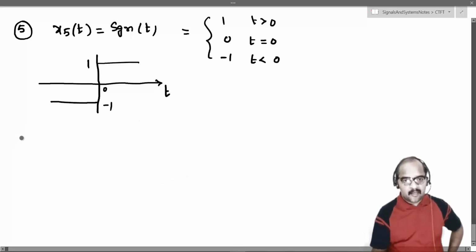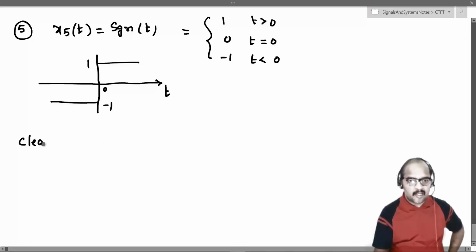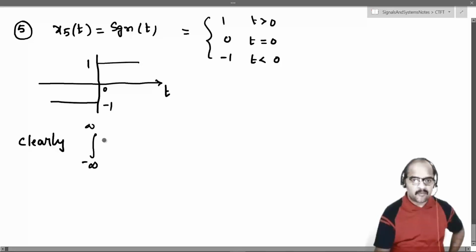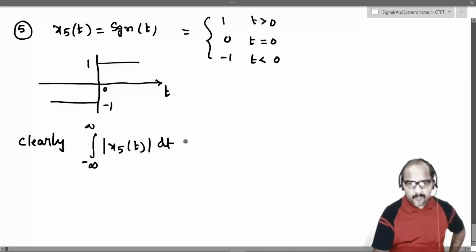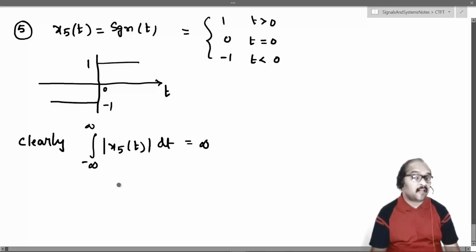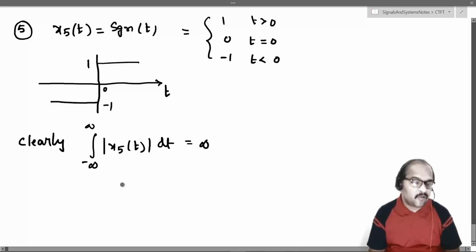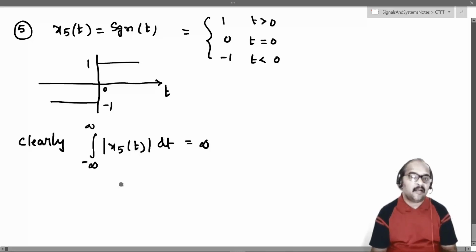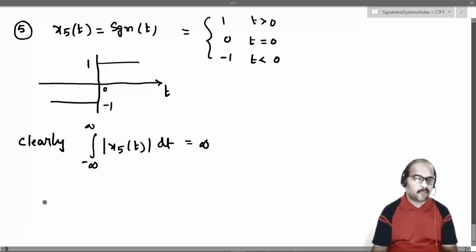So clearly this signal is not absolutely integrable. Clearly integral minus infinity to infinity of modulus of x5 of t dt, you can prove that this is equal to infinity. So as this does not satisfy the Dirichlet condition, we should say that it will not have a Fourier transform. But what happens is that this signal still has a Fourier transform. How do we get that?